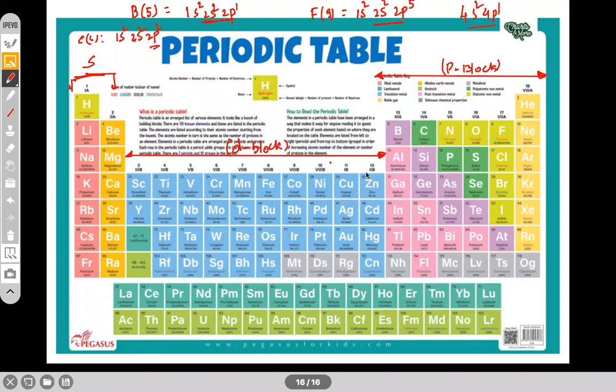Clear? That's why we have two groups here, then 10 groups, and then again 6 groups. A total of 18 groups we have here. 18 groups and 7 periods. Now you have the idea of the periodic table, how it is arranged, what all things you can conclude. Did you get the idea of it?